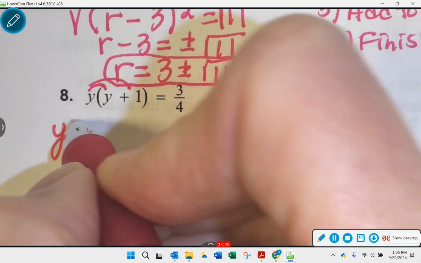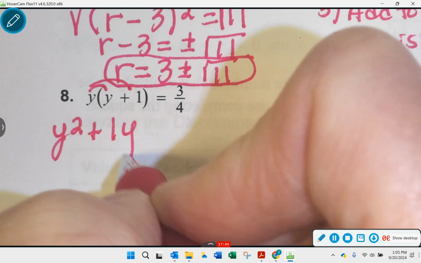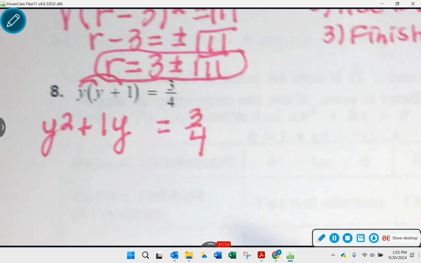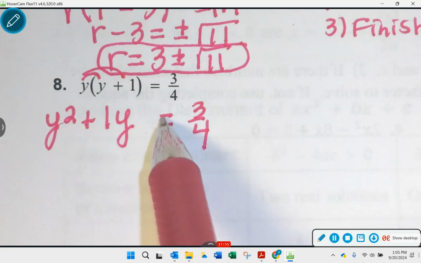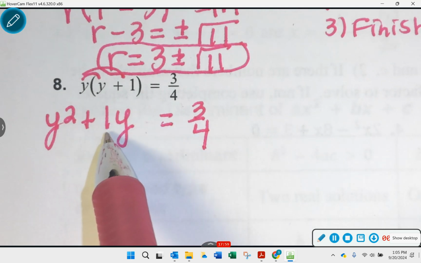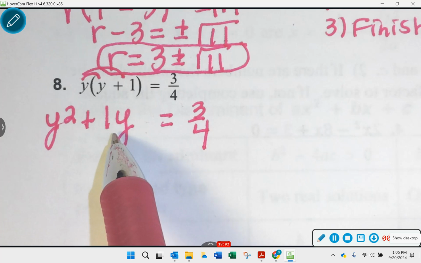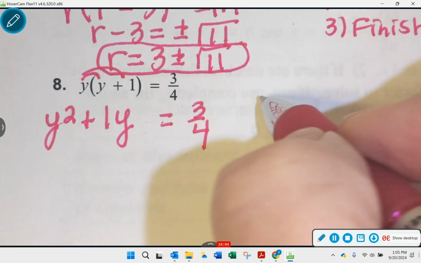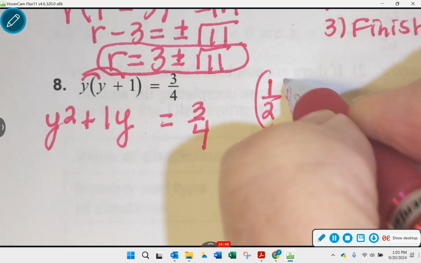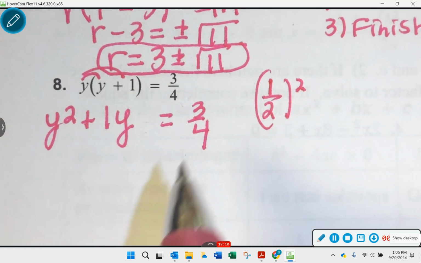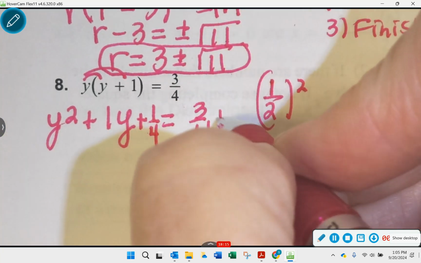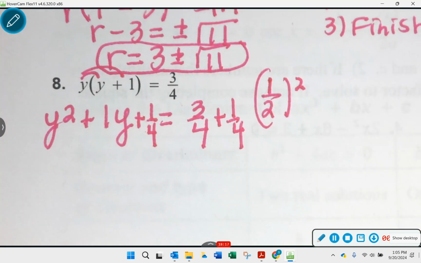So we're going to have y squared plus 1y equals 3/4. Leave a little space in there because we have to complete the square. What do I do with this b value? I have to take half of it. So what's half of 1? 1/2. Square it. What's 1/2 squared? So I have to add 1/4 on the left and 1/4 on the right.